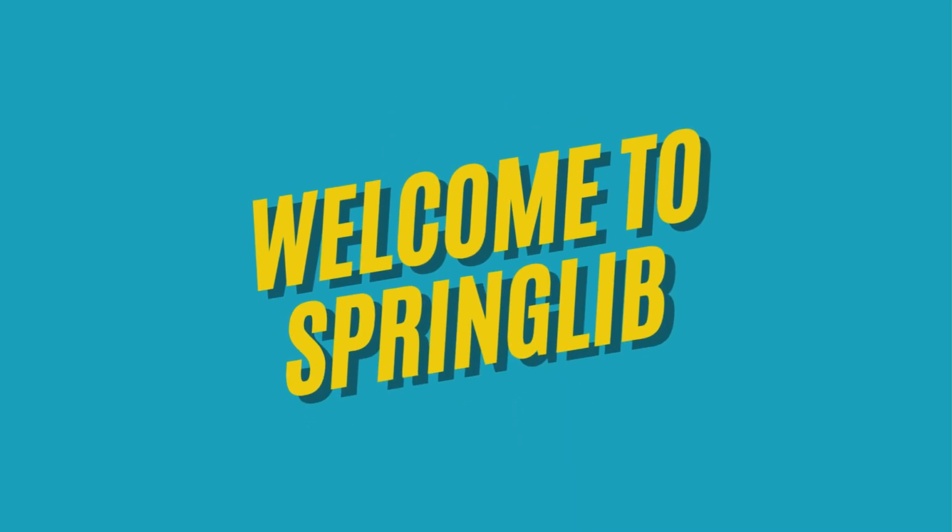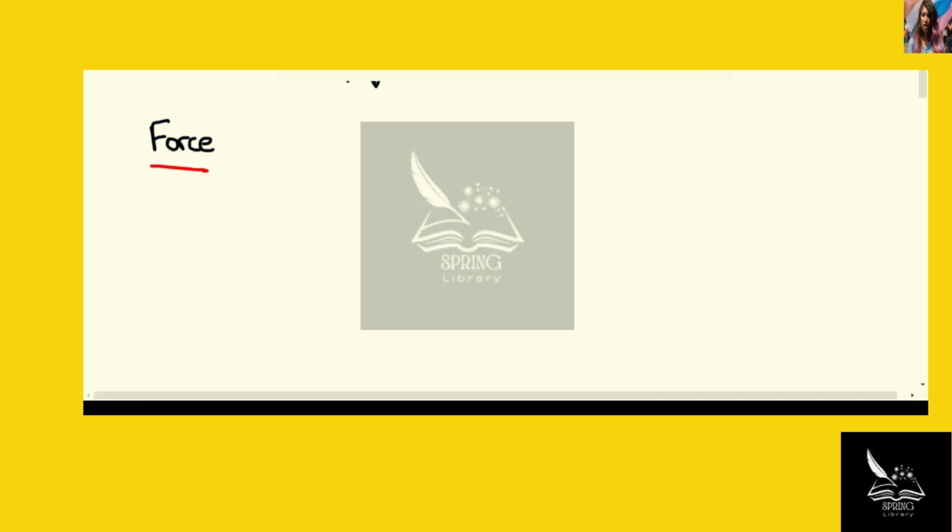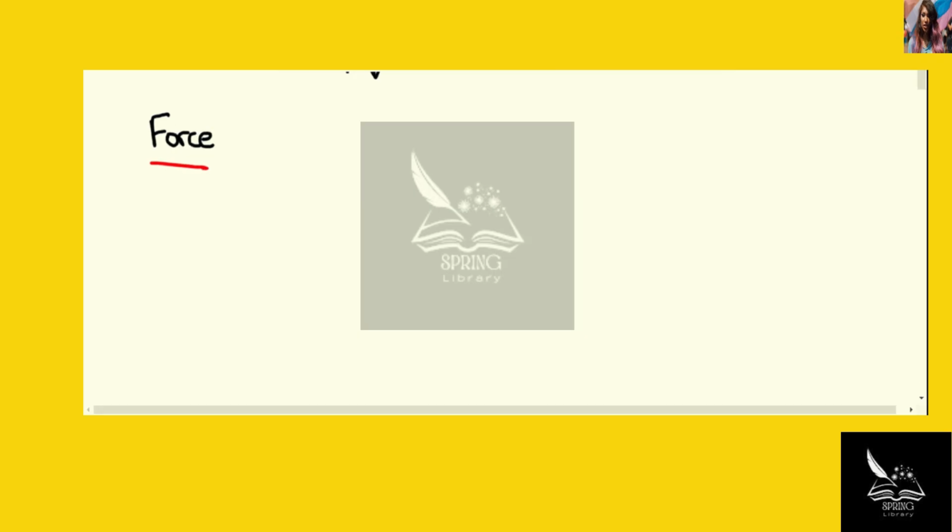Welcome to Spring LIB. In this exercise, we're going to need the concepts of force and how to relate speed with acceleration. So I'm going to start by reviewing the concept of force, and then we can move on to the exercise. So according to Newton's second law, the sum of all the forces that act on a body is equal to the mass of that body times the acceleration.